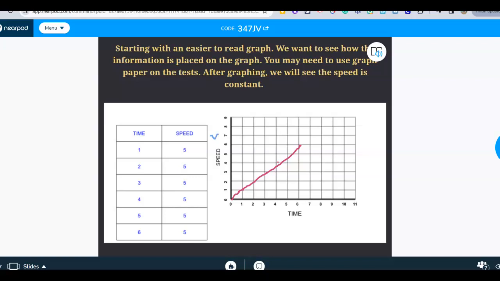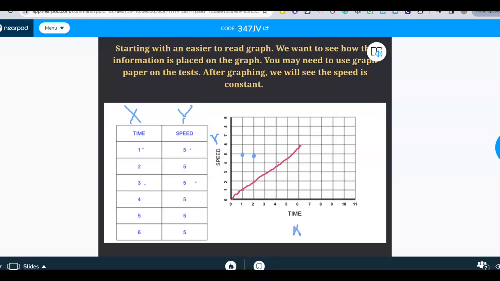This is my y-axis. It's terrible, but drawn with a mouse. X-axis down here. So you should start with X and then go to Y. I go in the house 1 and up the steps 5. In the house 2, up the steps 5. In the house 3, up the steps 5.